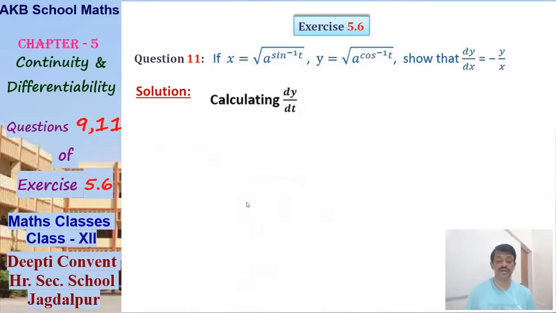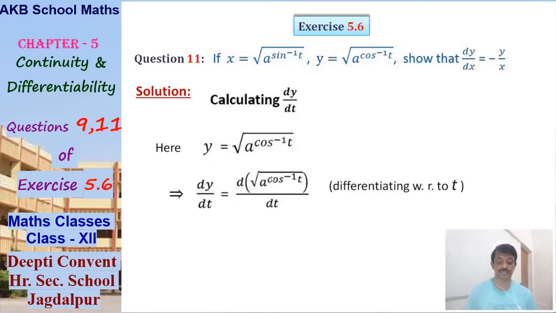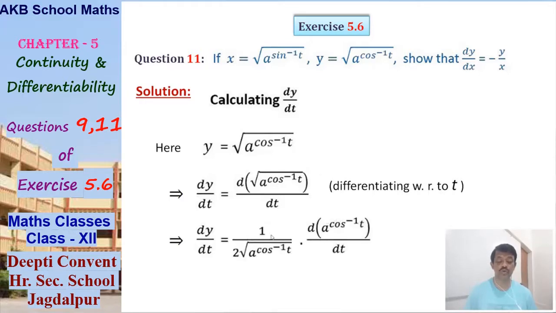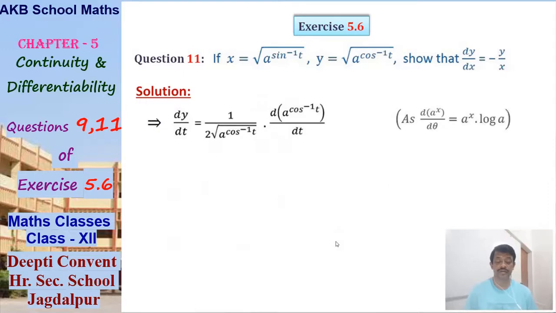So finding dy by dt, here y equals root of a^(cos inverse t). Differentiate with respect to t on both sides. So dy by dt equals d/dt of root of a^(cos inverse t). The derivative of the square root function is 1 upon 2 root of a^(cos inverse t), into again the derivative of a to the power cos inverse t.